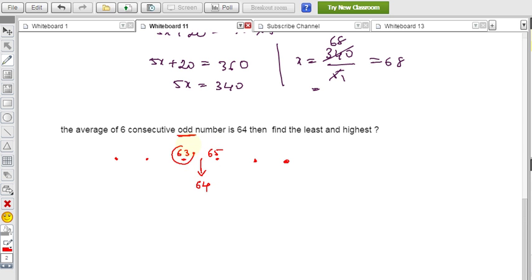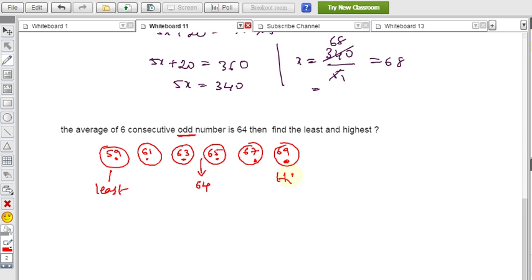Our places should be odd numbers. Now the next is 67, then 69. If you come left, 61 is this place, and 59 is this place. So this is exactly equal to our condition. So this is the least, 59, and this is the highest, 69. So we can find it out by this method.